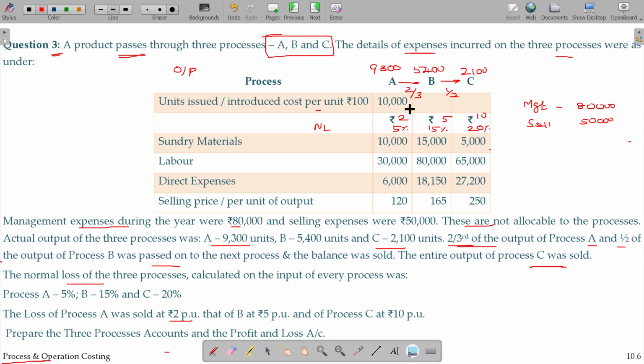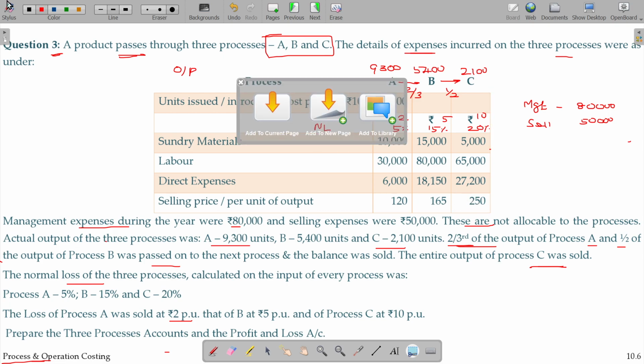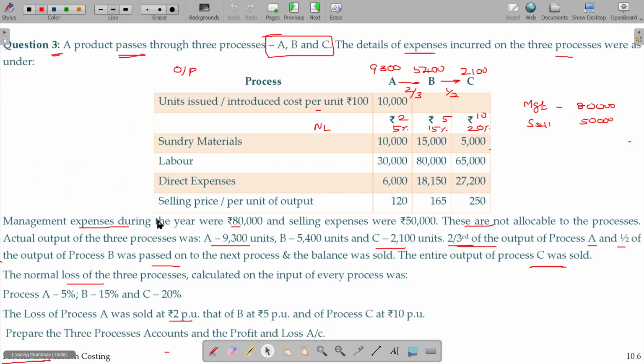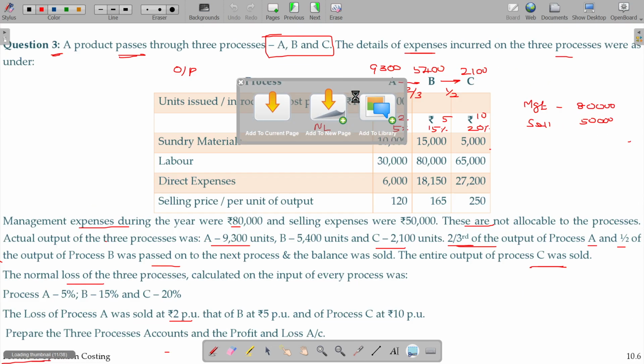Here management and selling expenses are non-allocable. If they cannot be divided, that will be transferable to the common costing P&L account. Clear? So in this illustration we have to understand the preparation of the costing P&L account also. So management and selling expenses. Okay.